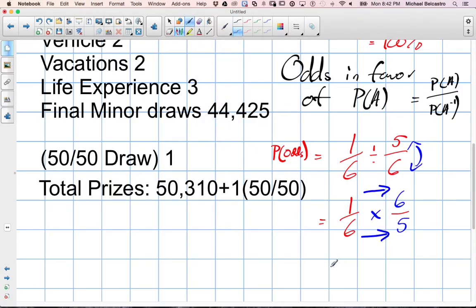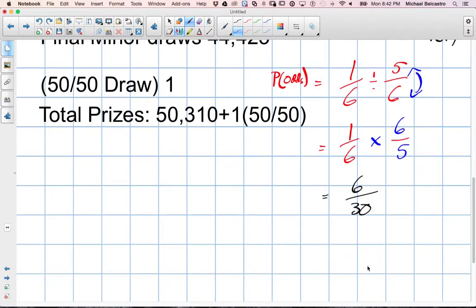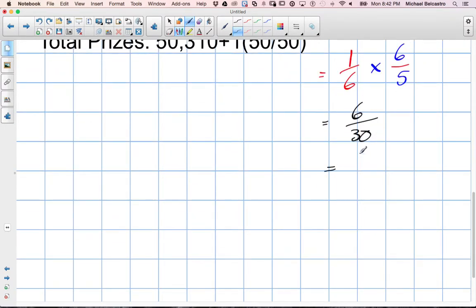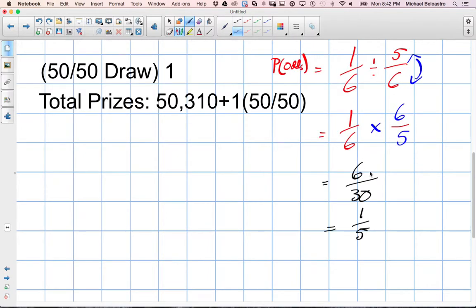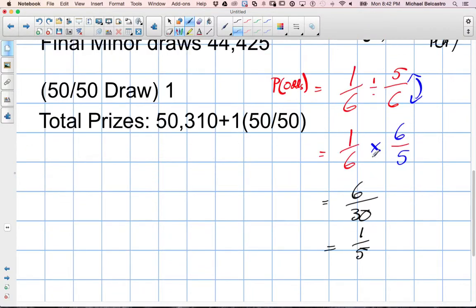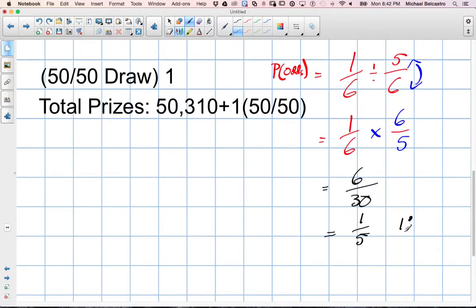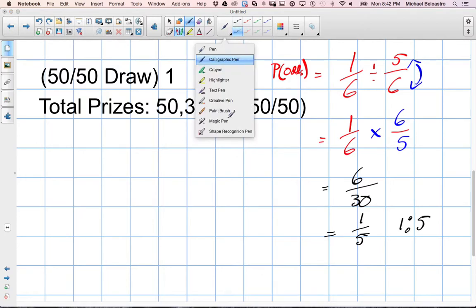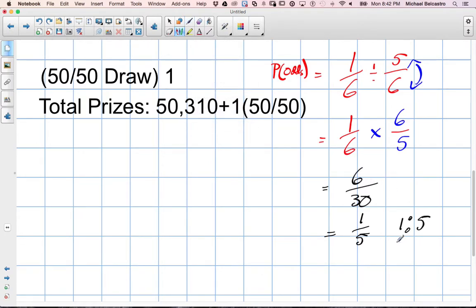Because odds are usually written as a fraction or a ratio, we're going to keep it. We don't want to write it as a decimal or a percentage like we normally do. So 1 times 6 is 6, and 6 times 5 is 30, and I can reduce this to 1 over 5. So the odds of rolling a 1 are 1 to 5. And if your odds are reduced to lowest terms, adding the two values together will tell you the total number of possibilities. 1 plus 5 is 6. There are 6 possibilities on the die.